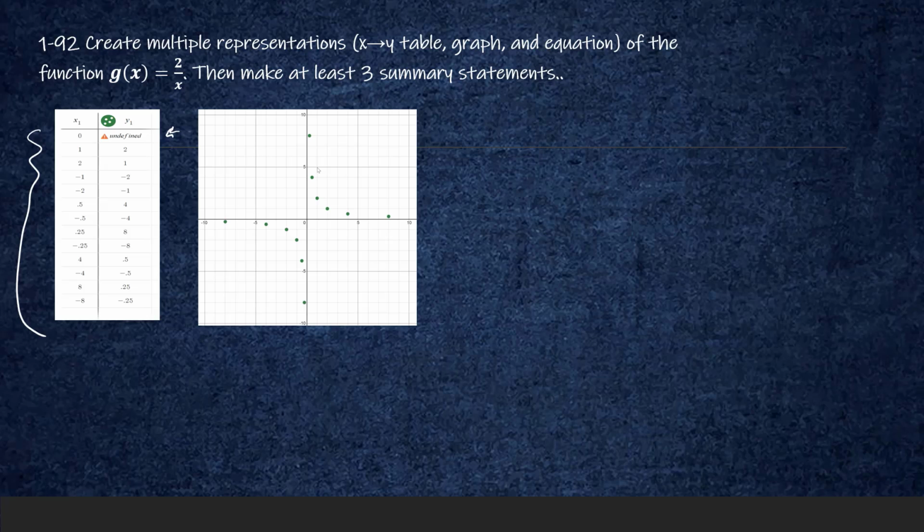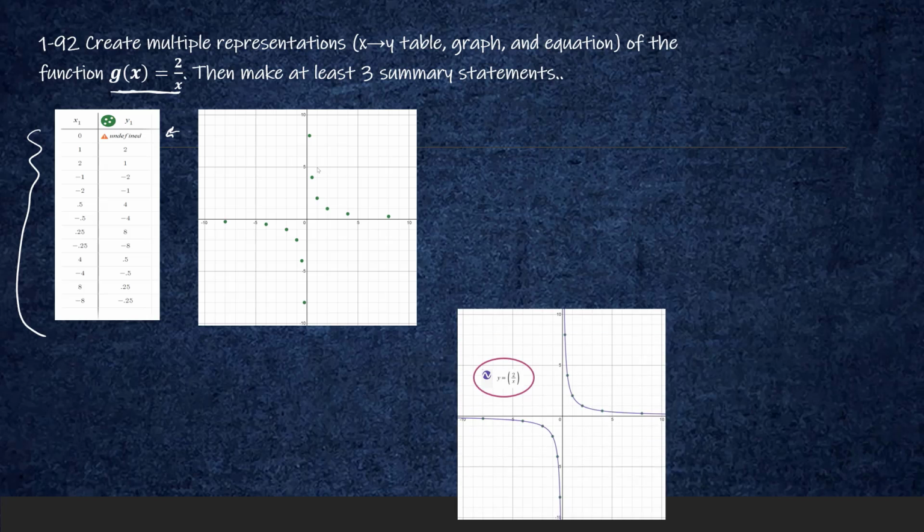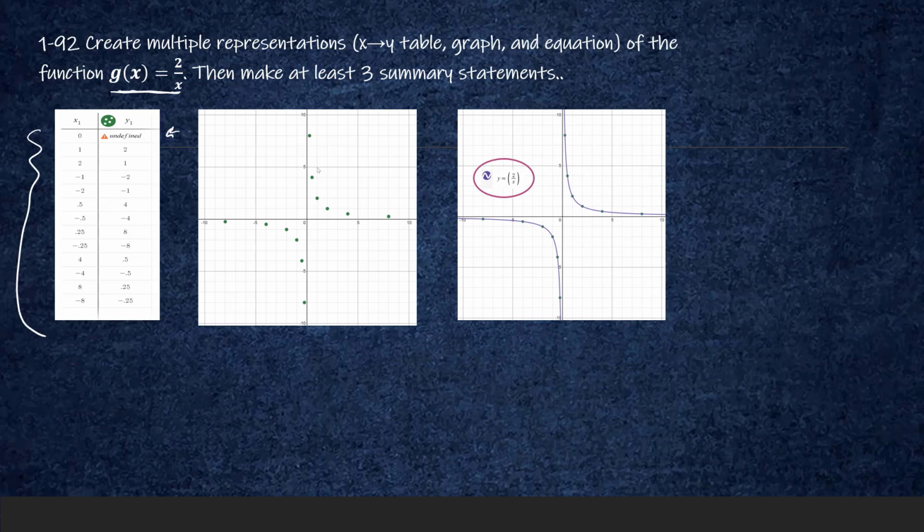It looks like I've got a couple of asymptotes at both the x and y axis, and now I think I've got my equation, which we've already been given up here. It's kind of a trick question they're saying. So my rule is y equals 2 over x, and that graphs the points. Okay, so let's look at the summary statements that I come up with.